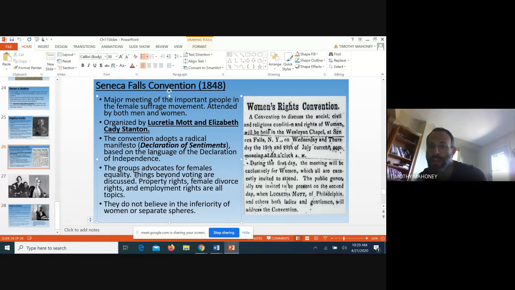So it's beyond voting, guys. They're talking about divorce at this conference. They're talking about the ability of married women to own property. Because remember, if you're a married woman, you may not own property. Your husband owns it. They're also talking about employment rights as well.